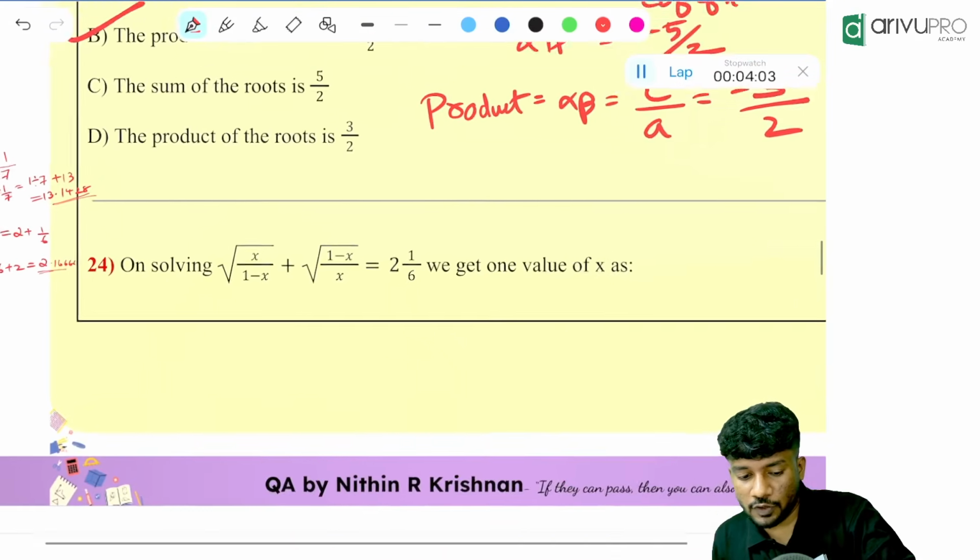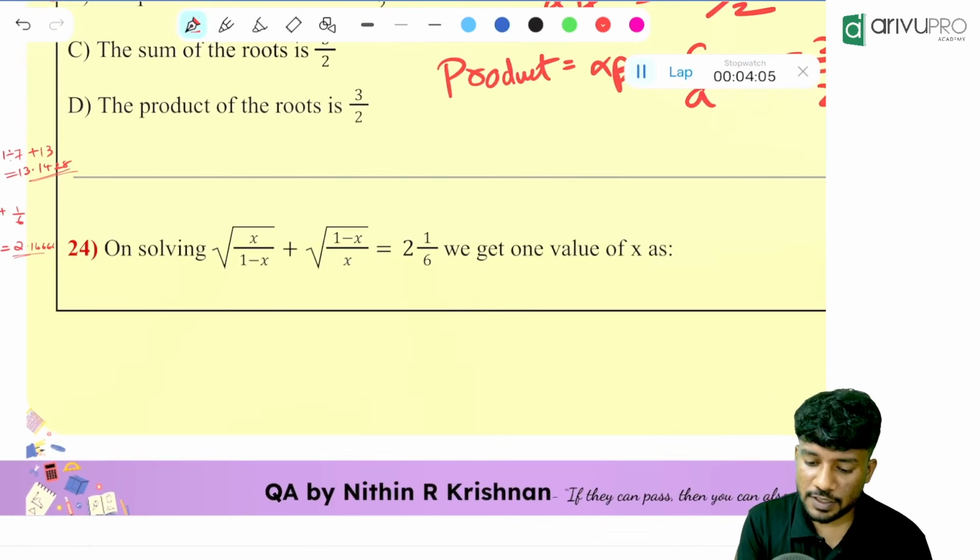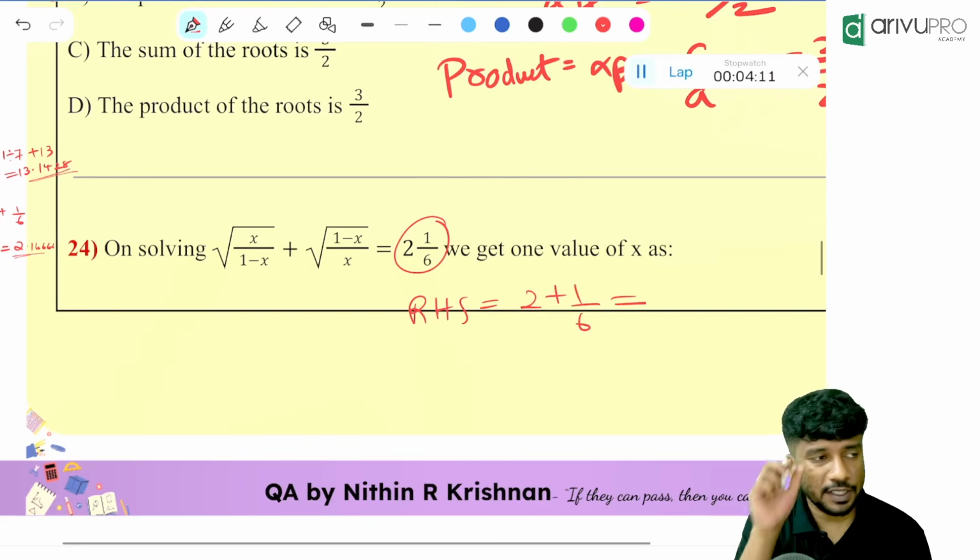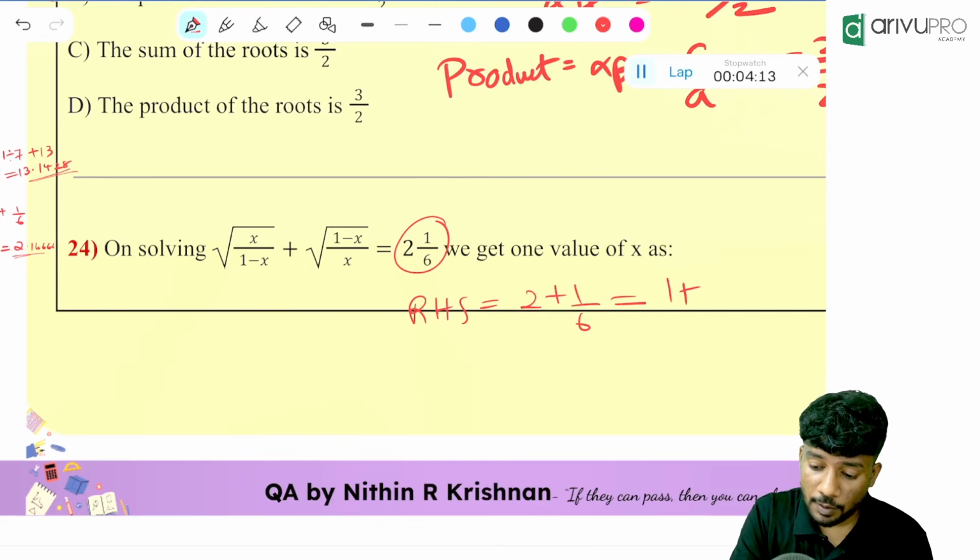Now, if you ask me, 2 1 by 6 can be written as what? RHS is how much then, people? 2 plus 1 by 6. How much is 2 plus 1 by 6? Take your calculator. 1 divided by 6 plus 2, which is equal to 2 point.